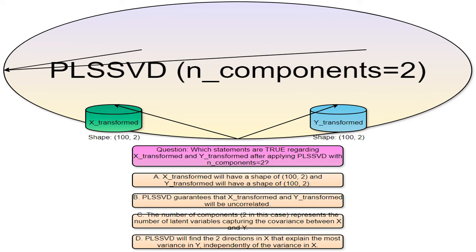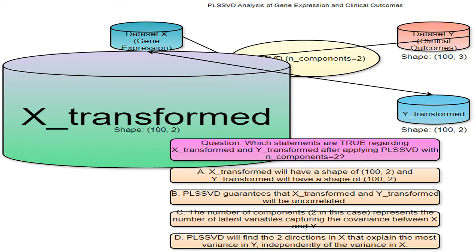These components will capture the main relationship between the gene expression levels and the clinical outcomes. It's like squeezing a lot of information into two more manageable dimensions. This is the transformed version of the gene expression dataset after applying PLSSVD. Because n_components equals 2, it will be a 100 samples by 2 components matrix.